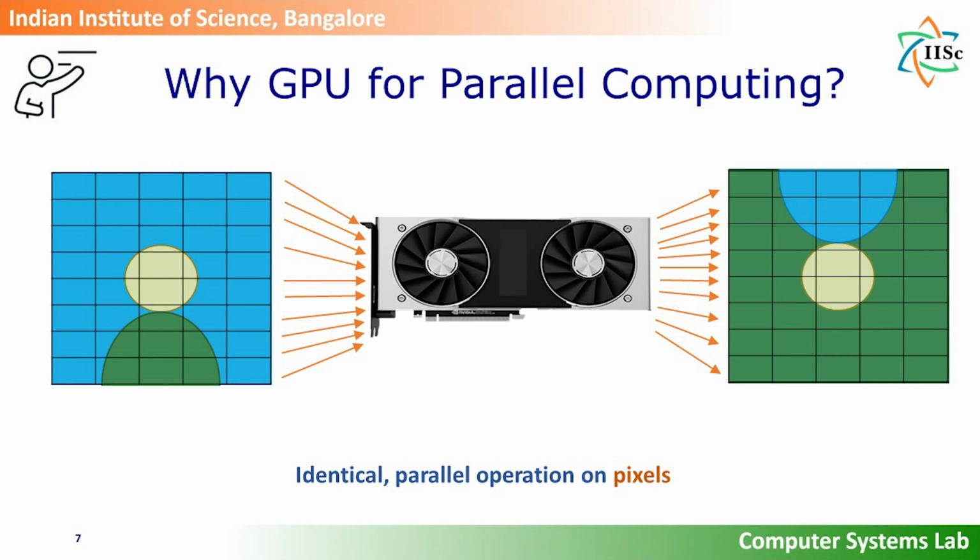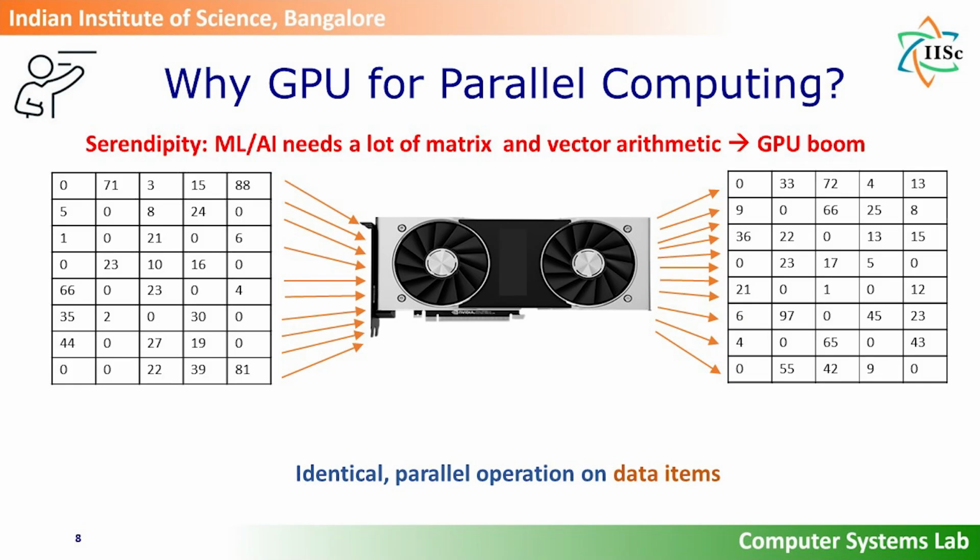Now think of these pixels as being replaced with data items or numbers. They look like a matrix, right? And this is what really happened: the GPUs became really good for data parallel computing, where you do the same operation on many data items in parallel. And the serendipity is that ML and AI need a lot of matrix and vector arithmetic, and that led to the GPU boom. So at a high level, this is why the GPUs became the platform of choice for data parallel computing.